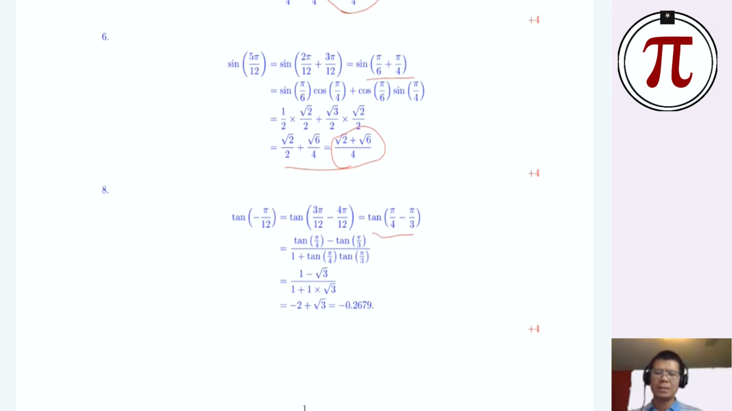And then the top is a difference, the bottom is a summation. You plug in all the values, simplify it, and you got this value. Or you just use a calculator to find the value, right? So basically that's what we did.